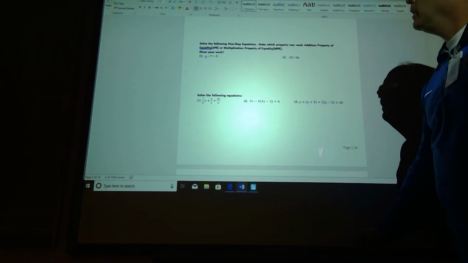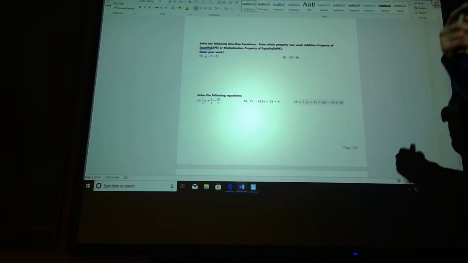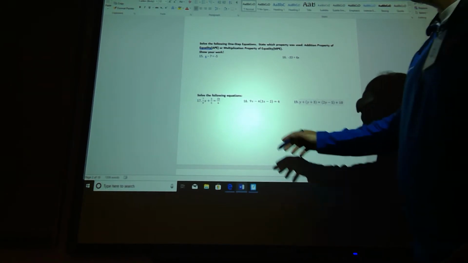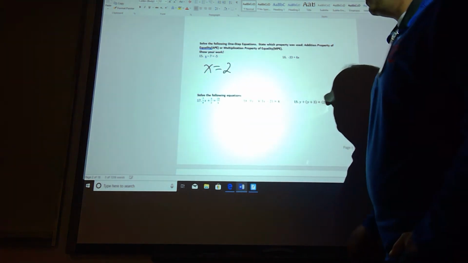Number 15, solve the following one step. Addition property and multiplication property. So I'm going to use the addition property. I'm going to add 7 to both sides. So I'm going to get x equals 2.